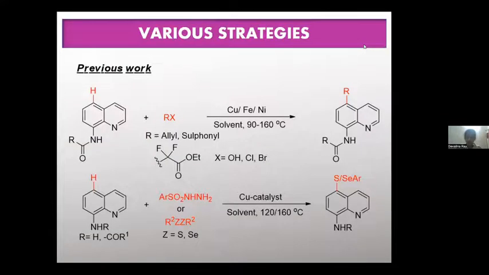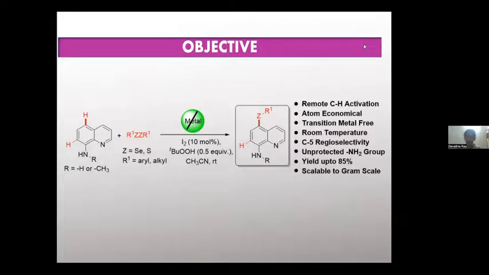Now, among the previous reports, I will specially emphasize a copper catalyzed reaction where the chalcogenation has taken place at the C5 position of 8-amidoquinolines. But here they have used a copper catalyst as well as elevated temperature. So what we targeted was both these factors. We can remove these factors and make it an environmentally benign condition. The objective was met when we did the reaction under transition metal-free conditions with iodine as catalyst.